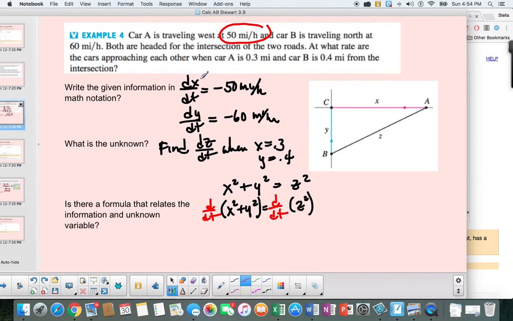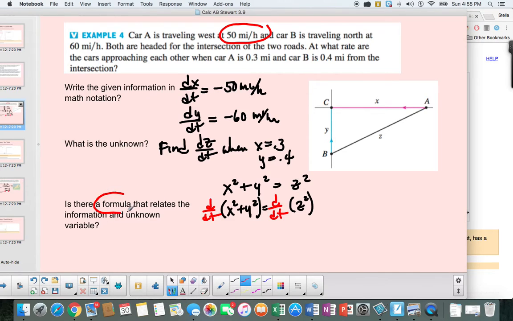So I'm going to say dx/dt is equal to negative 50. Why did I say negative? Because this distance is getting smaller and smaller. That's decreasing. dy/dt is the northbound, and again I put a negative because it's decreasing as well. They're telling me to find this rate of change, dz/dt, when x is equal to 0.3 and y is equal to 0.4.